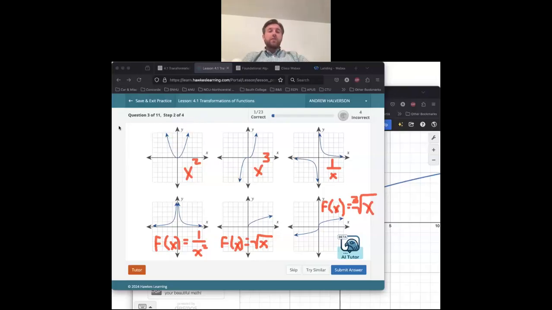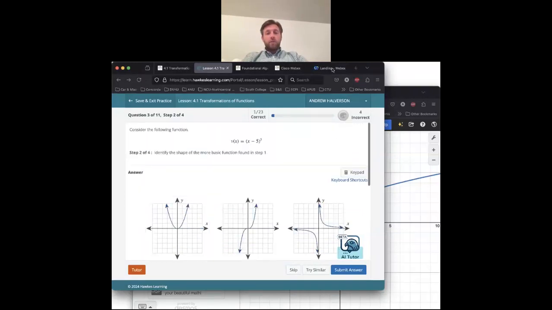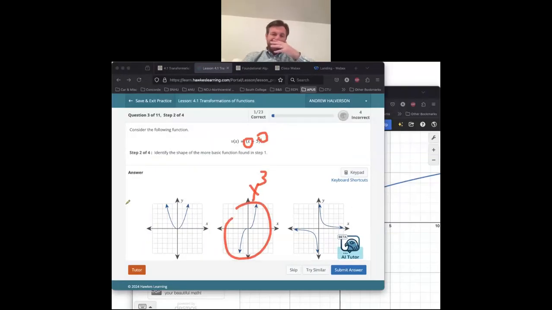So that's what they're asking for, is to connect the base function with the graph. So which one does this one? So now we go to this problem here. Well, this is an x to the third. So that's this one right here, x to the third. So this is the answer right there. That's how you go about doing it.